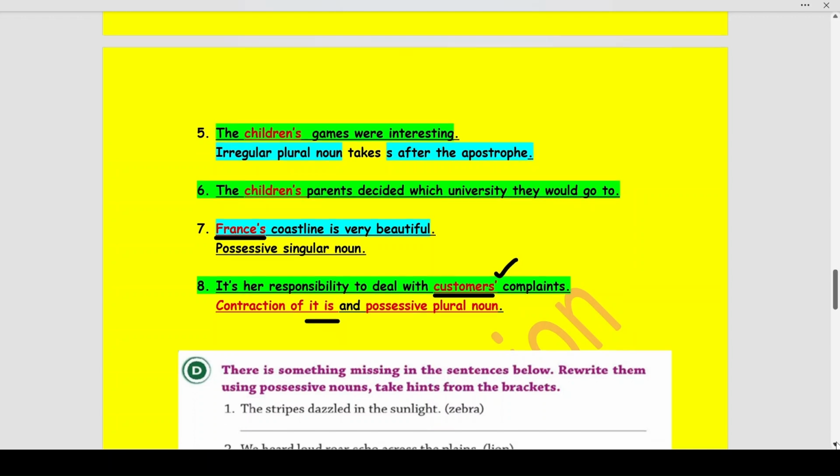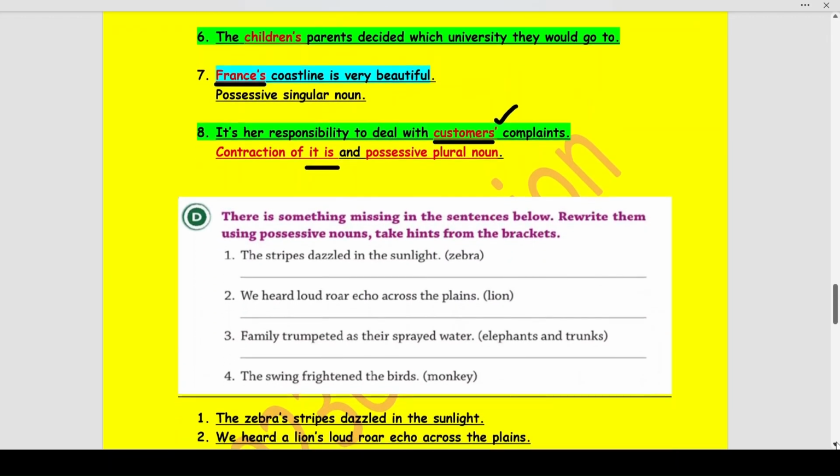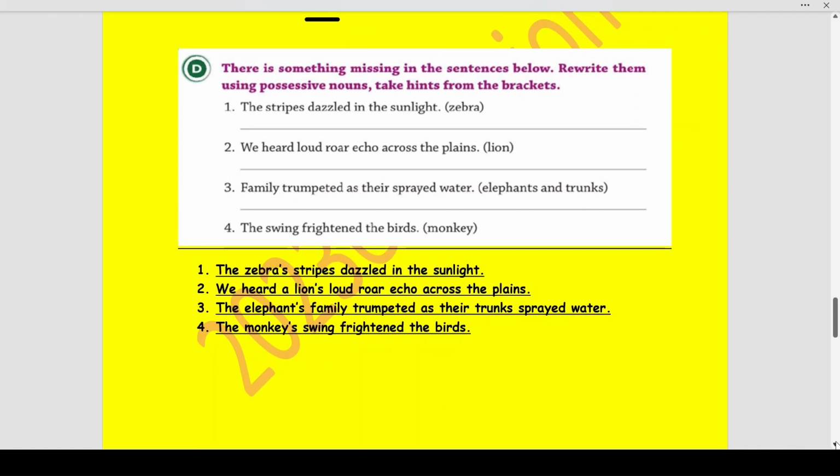Next. There is something missing in the sentences below. Rewrite them using possessive nouns taking hints from the brackets. The stripes dazzled in the sunlight. Zebra is your main noun over here. First, always try to identify which is the main noun. The main noun in this sentence is zebra. Now, whose stripes dazzled in the sunlight? The zebra's stripes dazzled in the sunlight.